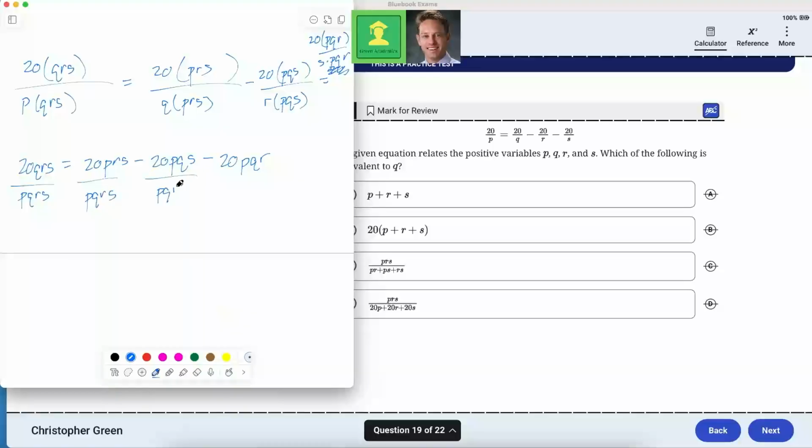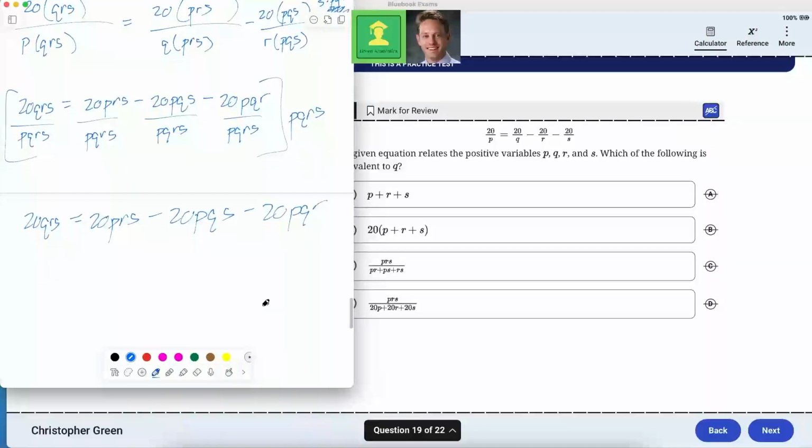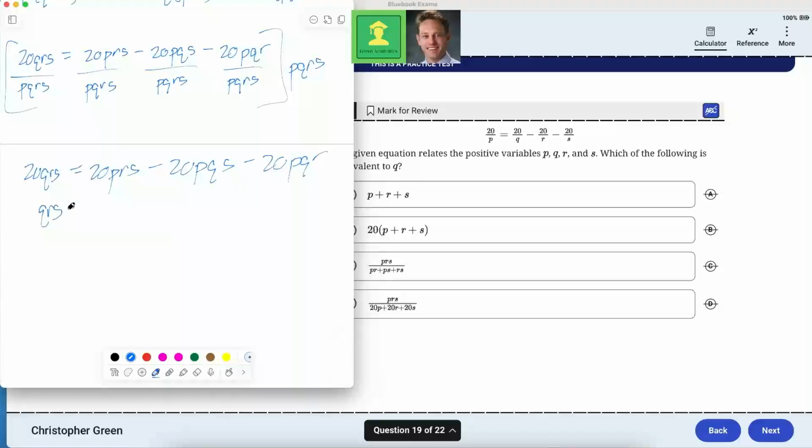I'm going to be thorough by recopying all of these denominators, but they effectively cancel out because it tells you that they're positive variables. So you don't have to worry about anything being zero, as in a divide by zero mistake. So technically, you're multiplying the entire expression by PQRS, and you're left with simply what's on top. So I'm going to write out the steps just to be thorough here. You're left with just the tops. And of course, you could divide everything by 20. So now you're looking at QRS is PRS minus PQS minus PQR.